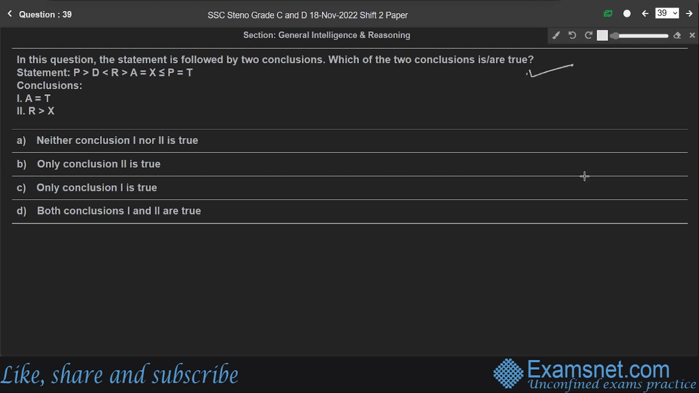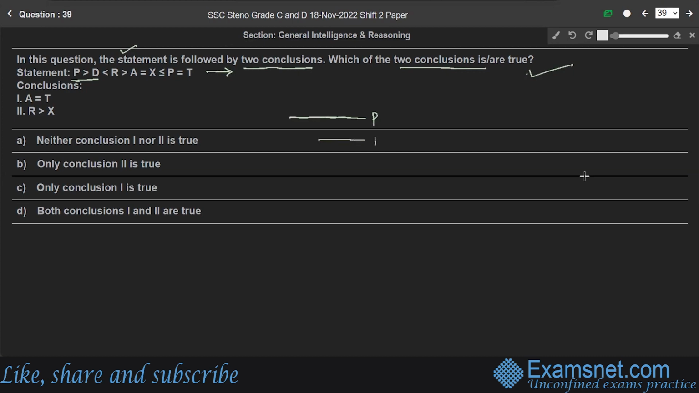Question 39. In this question, the statement is followed by 2 conclusions. Which of the 2 conclusions is or are true? So we'll consider the given statement in which we'll consider each letter as a line. It is given that P is greater than D. If we consider P as a line, which is strictly greater than D.